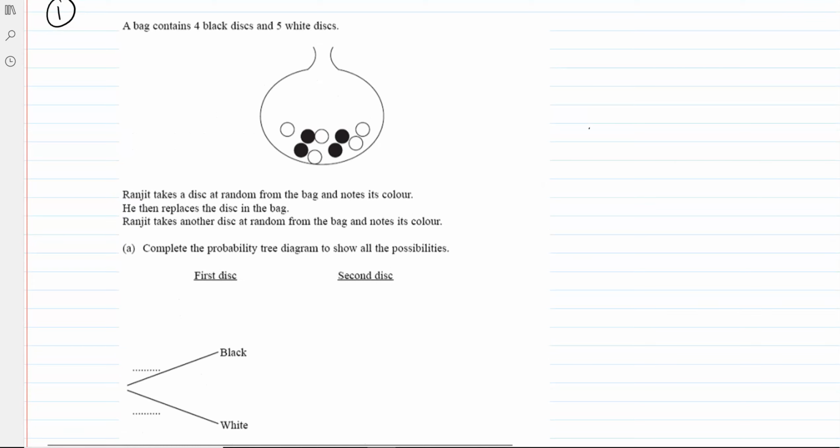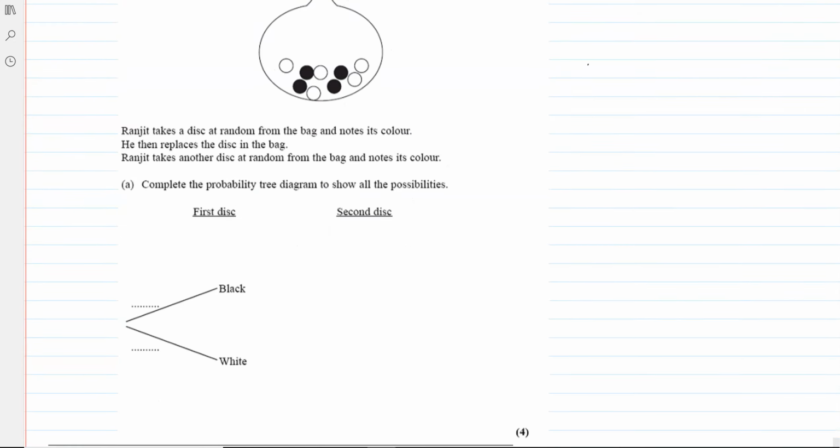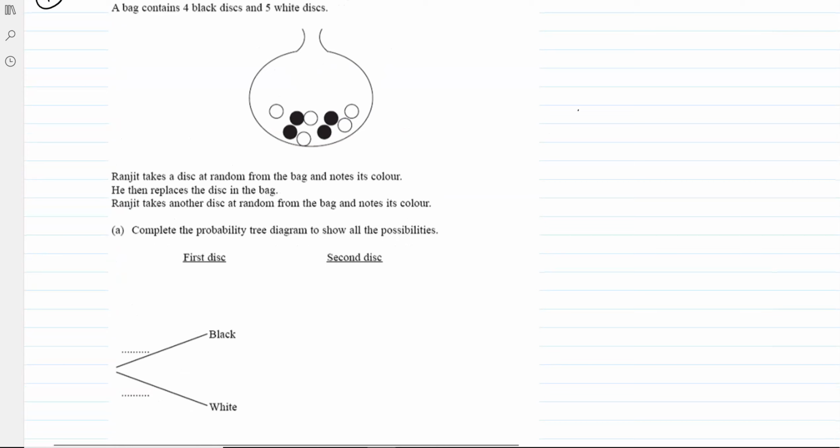In this question, we can either pull a black disc out or a white disc out, and you can actually visualise yourself doing this, and that might help you to see what's going on. So imagine you put your hand into this bag, and you pull out at random. You're not looking for a particular colour. In total, we got 4 black discs, and we've got 5 white discs. So in total, we've got 9 discs altogether.